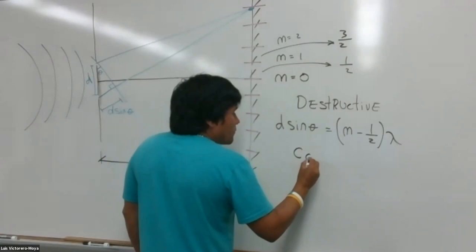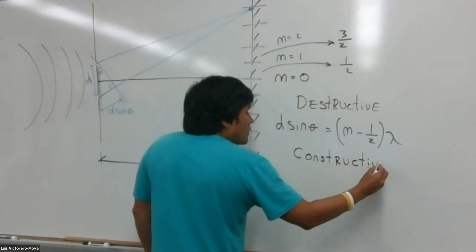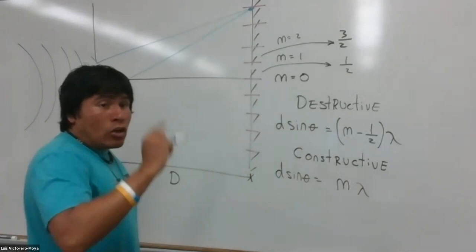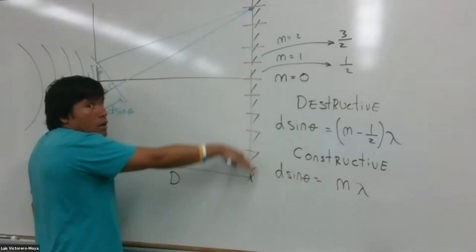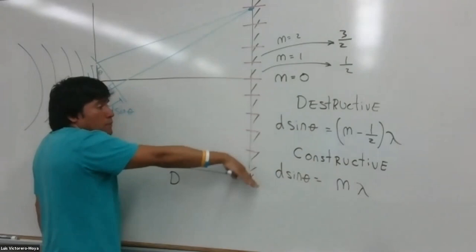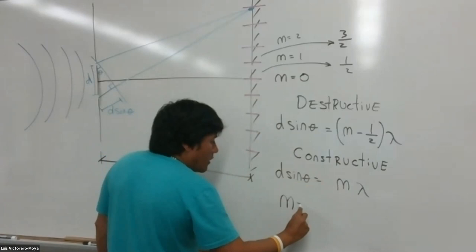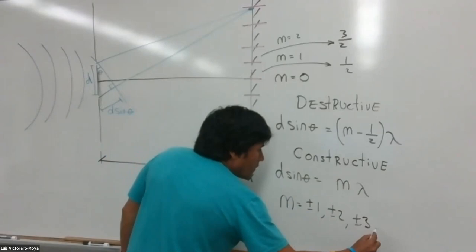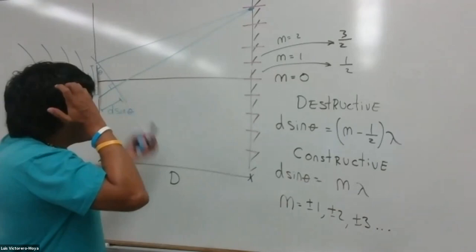For constructive, we don't have to worry about in between. It's the bright fringe. So the path difference is just equal to m lambda. And m can be 1, 2, 3. It can also be negative. We're not going to talk much about the negative, but they happen below the central maxima. So this is the central, and below that, that's when you have the negative ones. So m can be plus or minus 1, plus or minus 2, plus or minus 3, and so on. Now, that's basically the idea behind diffraction, only these two equations.